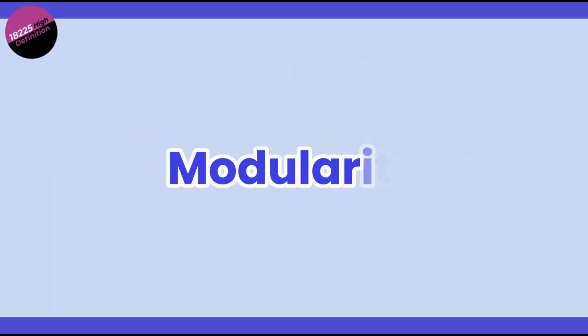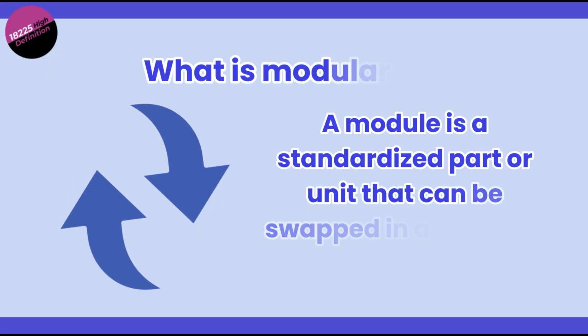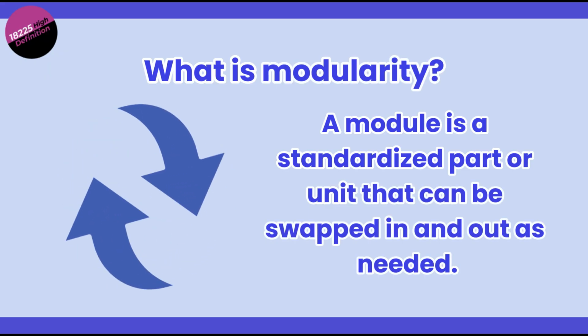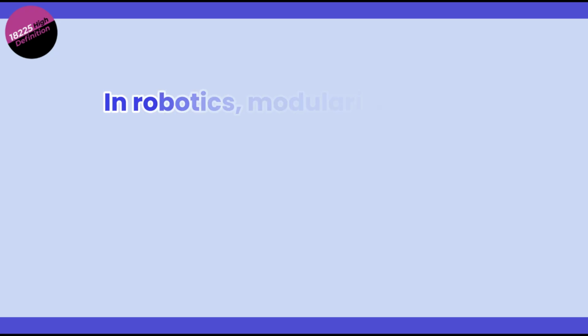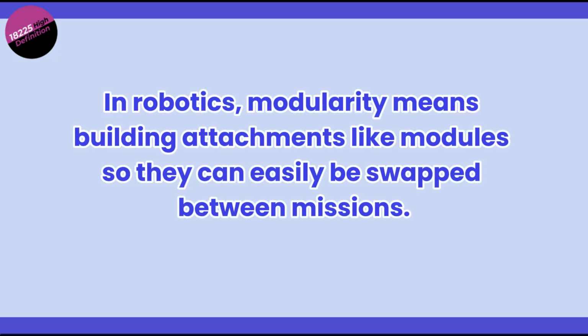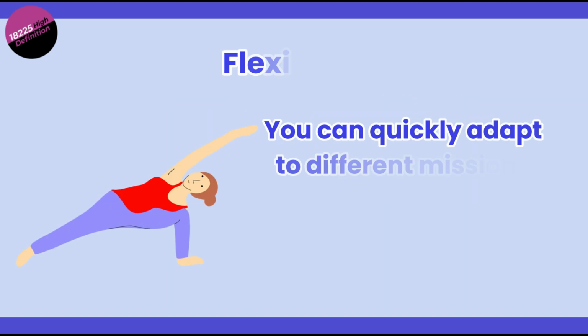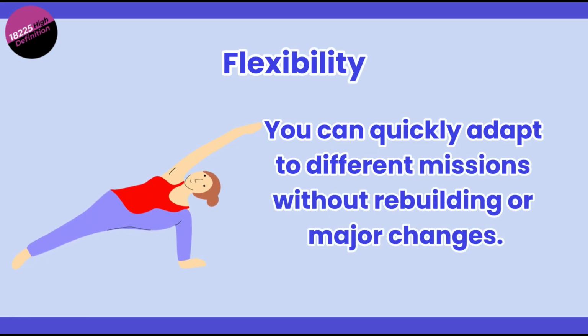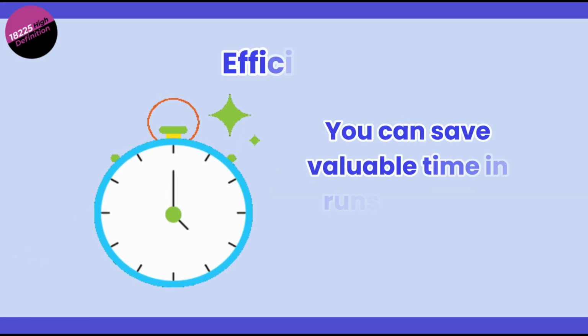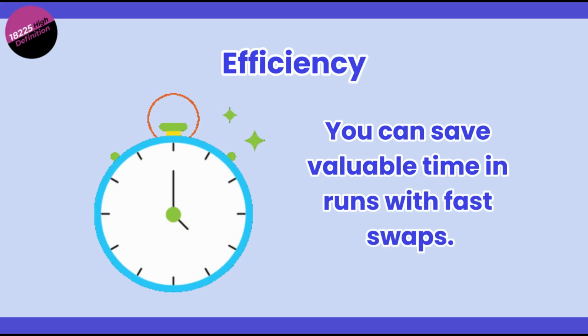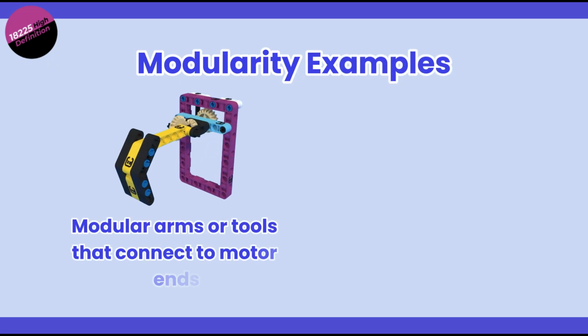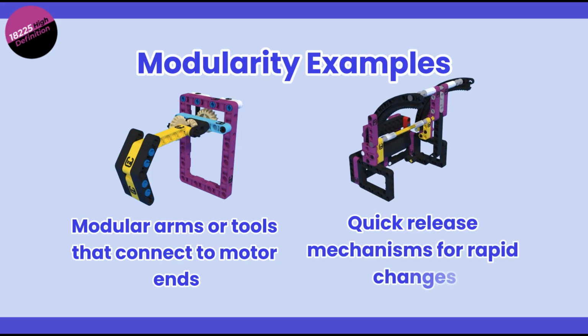Next, let's move on to modularity. What is modularity? A module is a standardized part or unit that can be swapped in and out as needed. In robotics, modularity means building attachments like modules so they can easily change between missions. Modularity can help with flexibility so you can quickly adapt to different missions without rebuilding. Efficiency, meaning you can save valuable time during runs with fast swaps. Examples of modularity in robotics could be modular arms or tools that connect to motor ends, and quick release mechanisms for rapid changes.